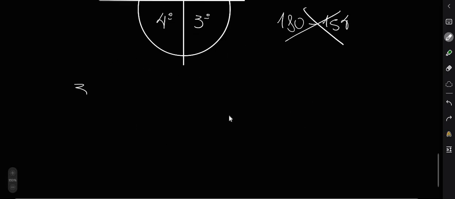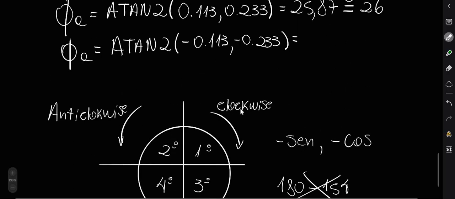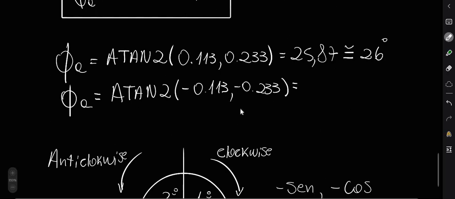it is 360 minus 154, which is equal to 206 degrees. And this is the solution for the phi A angle.